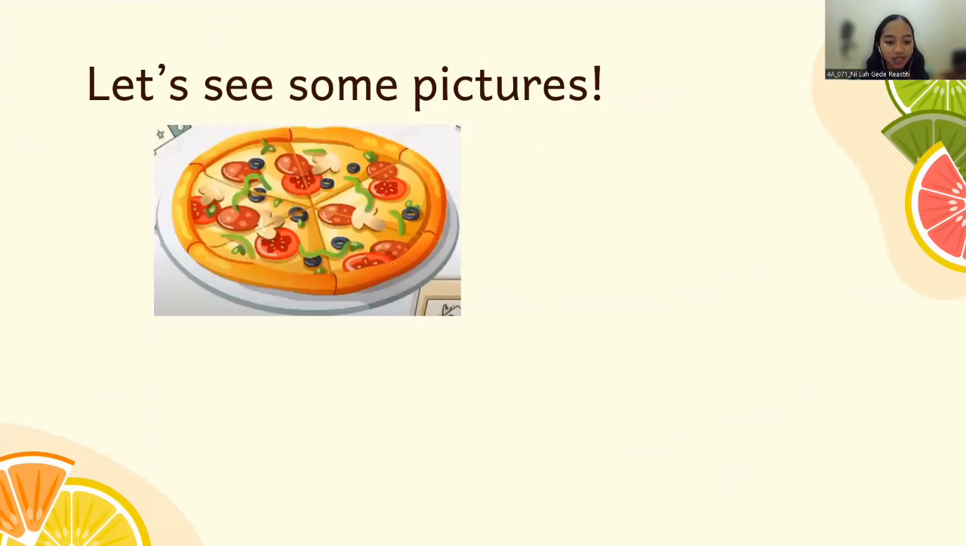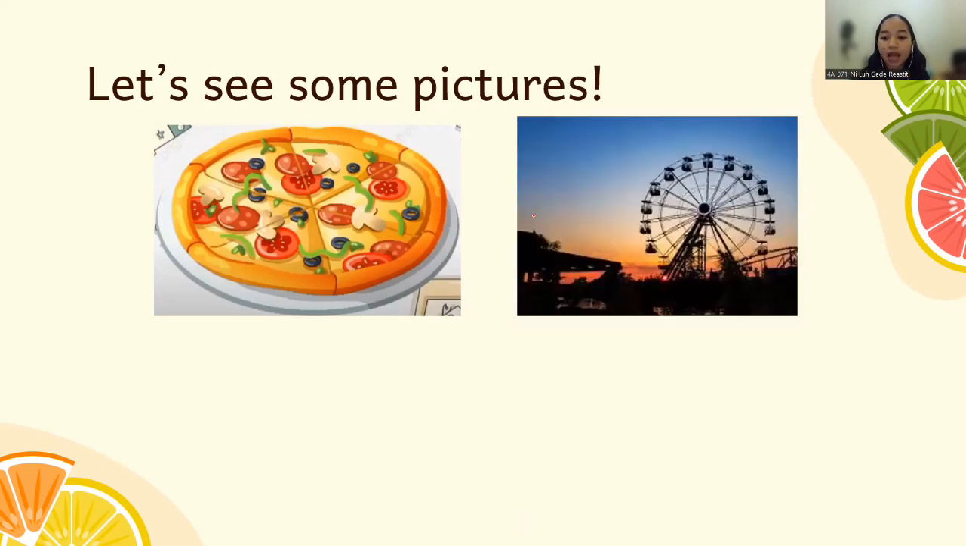The first picture. This is a circle pizza. Measuring the diameter of the pizza enables the pizza maker to set the size of a pizza. They mix and measure the ingredients based on the size. The second is a Ferris wheel. The shape of a Ferris wheel is a circle. This allows it to carry more people, because if it was any other shape, it would be harder for people to get on and off.